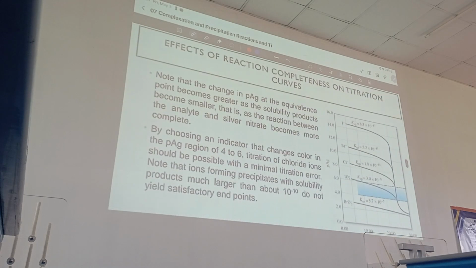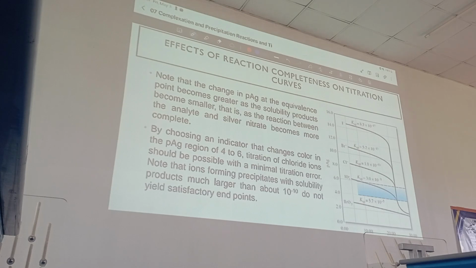Okay, let's proceed to the last part: effects of reaction completeness on the titration curve. The higher the concentration, the steeper and sharper the curve. So the equivalence point is more pronounced. Because of reaction completeness, this is based on the Ksp value.